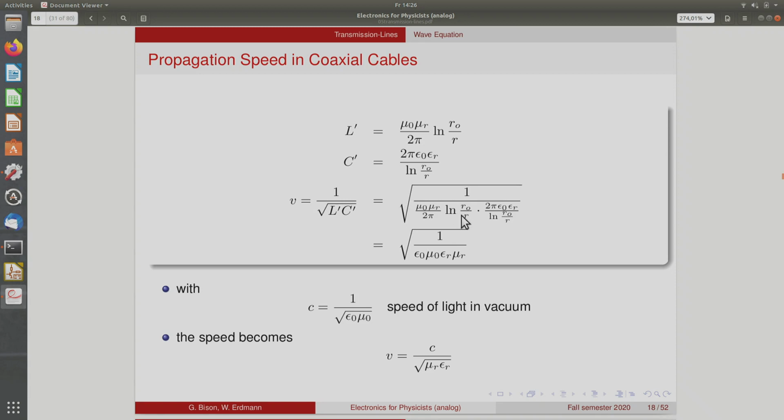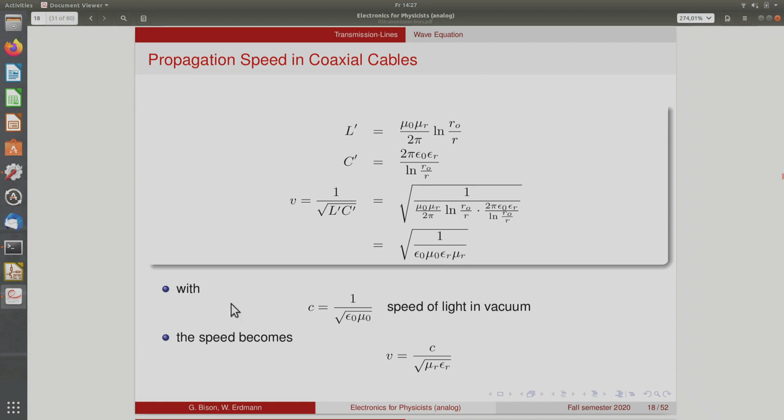And the interesting thing is that the geometry factors, so these logs of the radii, cancel immediately. So does this 2 pi factor. And all you're left with is 1 over the square root of the dielectric constant and the permittivities. Now, 2 of these factors have nothing to do with the cable, these epsilon 0 and mu 0. They are just constants of nature. And this particular combination of these constants is known as the speed of light in vacuum. Okay? These 3 times 10 to the 8 meters per second.